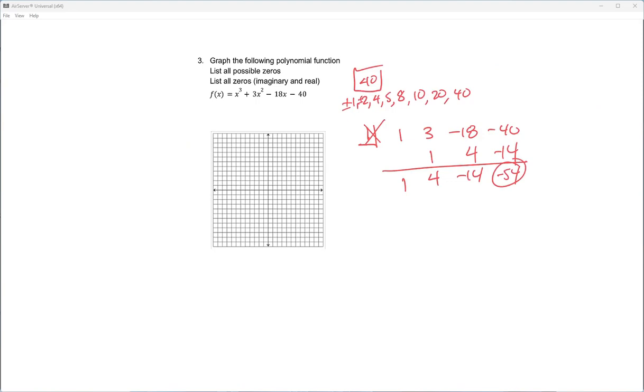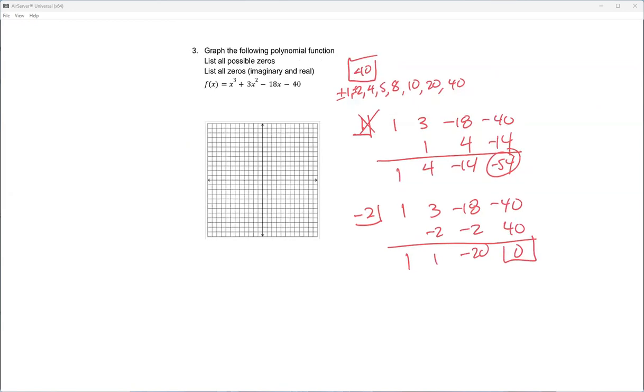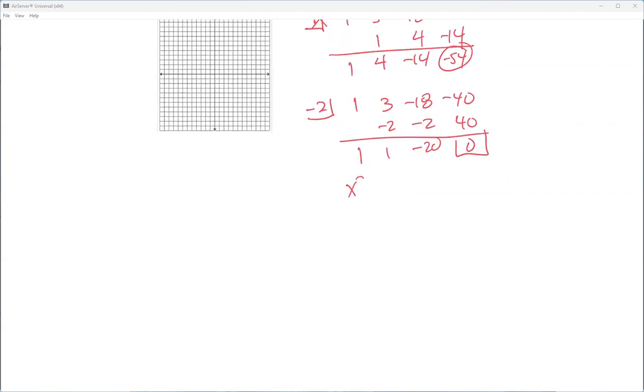Again, by the way, these are all plus or minuses, so you're trying to figure out what the roots are. Let's go with -2, and then the same thing, 1, 3, -18, and -40. Be 1, -2, 1, -2, -20, +40, and now we know that this is 0. So you can factor this out, x squared plus x minus 20. So then factor it out to get the last two roots, because this is coming from this equation right here.